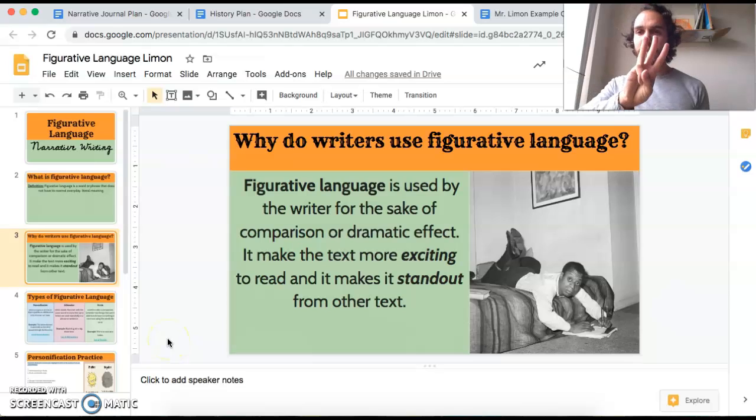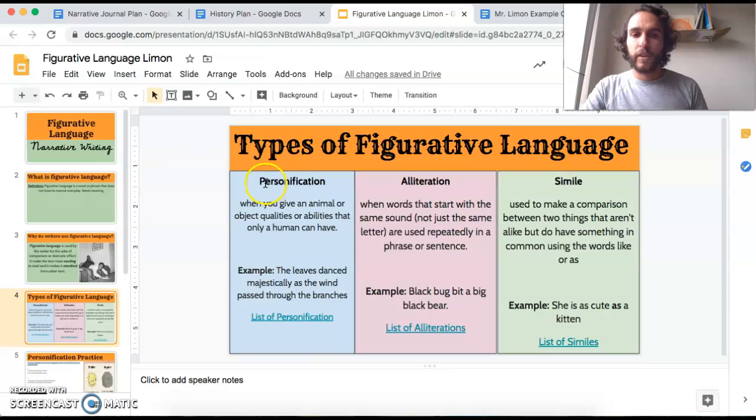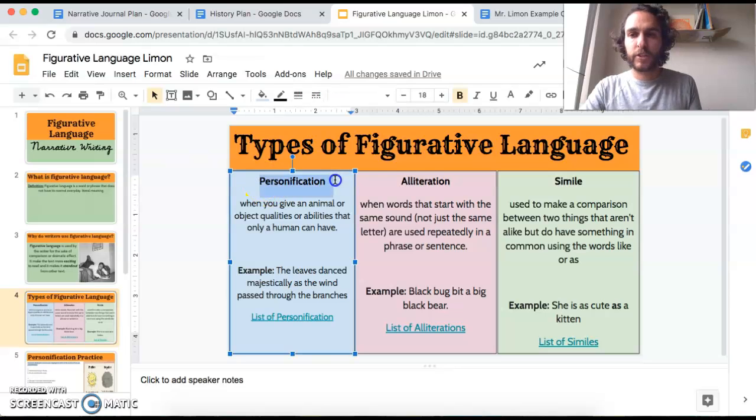There are 3 types, as I mentioned earlier, of figurative language that we will be focusing on. The first is called personification. Repeat after me. Personification. Personification. Very good. Next, we have alliteration. Alliteration. Wonderful. And lastly, we have simile. Say it after me. Simile. Simile. It's like I'm there in class with you all. I'm proud.